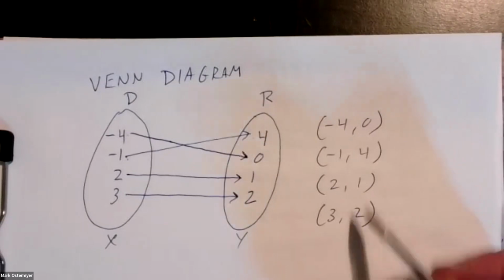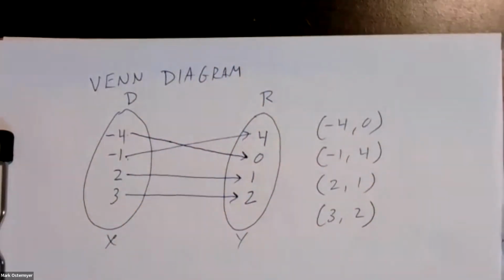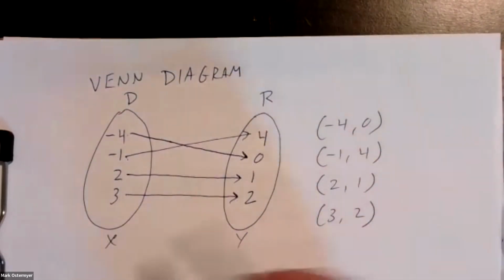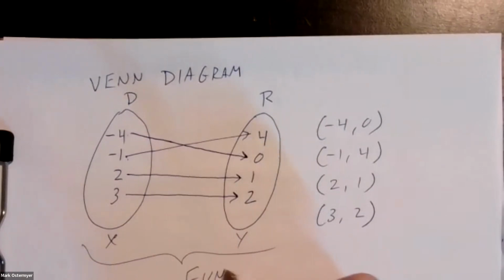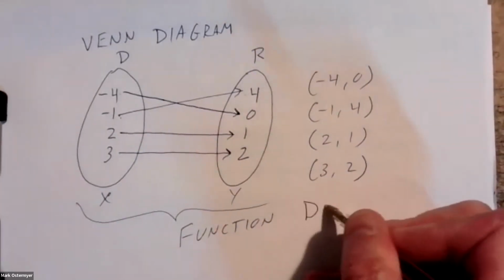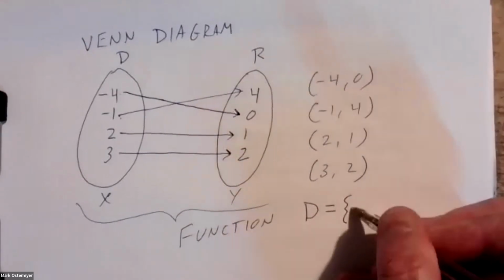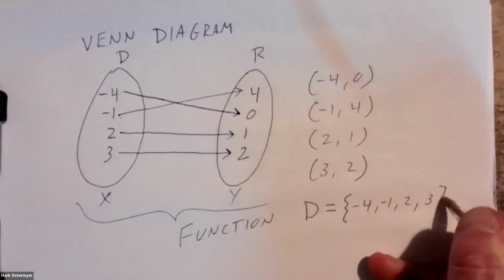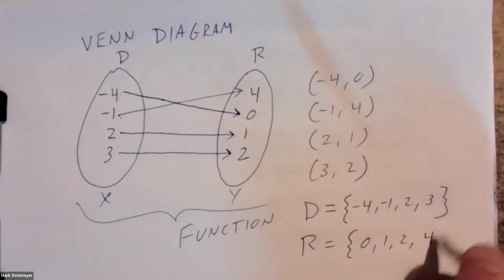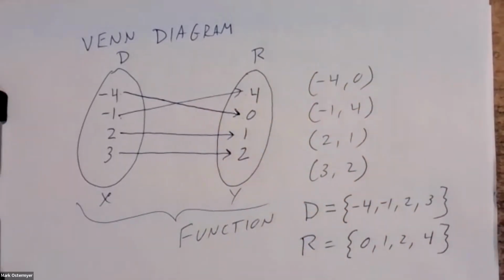Is this relation by chance a function? Is this a function? Well, it looks like all of our x coordinates are unique. They're different. So you are looking at an example of a function. Not only is this a relation, but it's also a function. What would be the domain? The domain is a set consisting of all x coordinates. That would be the domain. What would be the range? The set of all y coordinates. That'd be the range. Any questions how that Venn diagram represents a function?